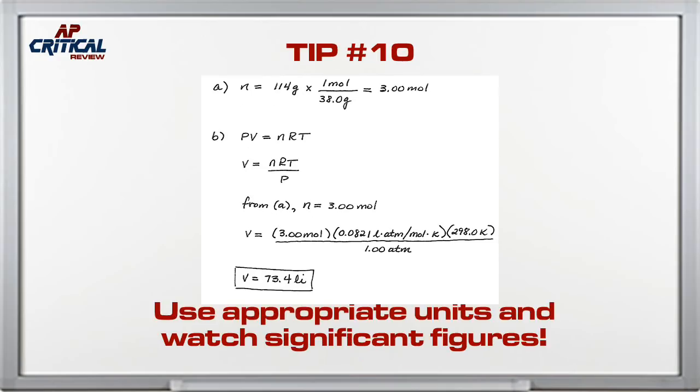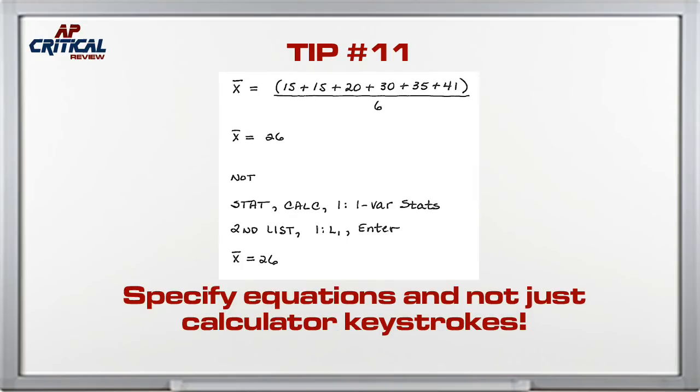Tip number 10. Be sure to indicate the appropriate units for any numerical answer and be cognizant of significant figures. Do not round off intermediate answers, since doing so will create a cumulative rounding error. Tip number 11. When using a calculator to obtain answers, show the equations underlying the calculation and not just the sequence of buttons you are pressing on the calculator.